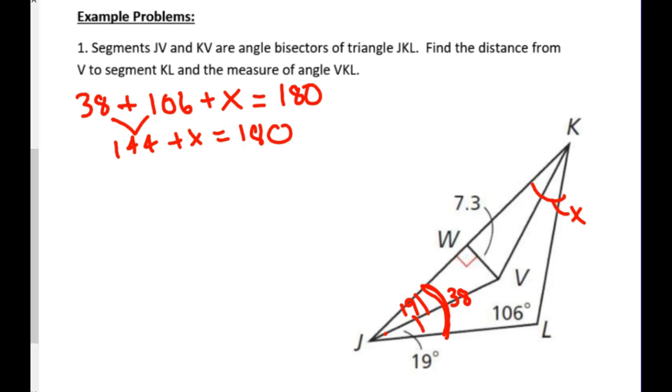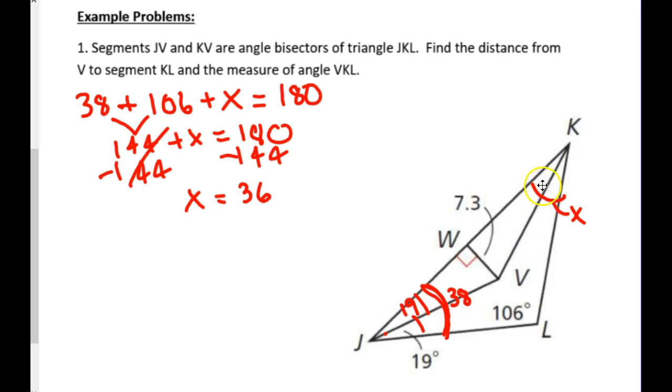And then to get rid of that 144, we subtract. And we get x equals 36. Now, we need to find out if that's what we're looking for. So let's read our problem. Again, we skip down here, find the measure of angle VKL.